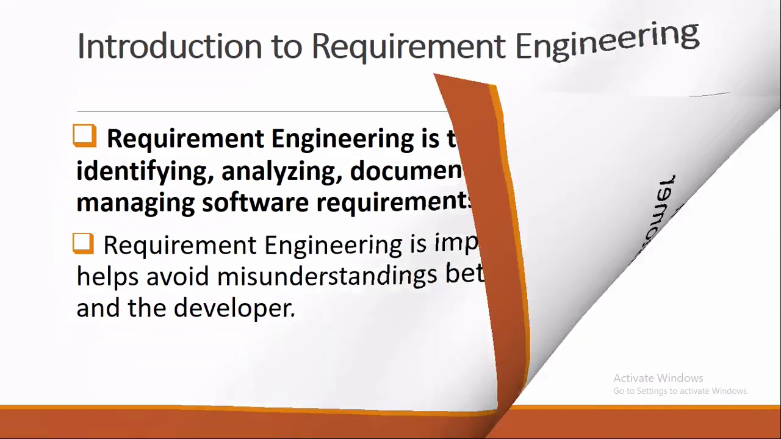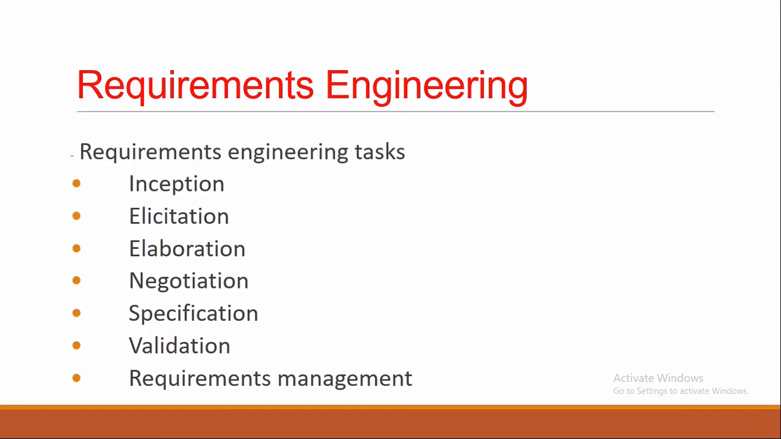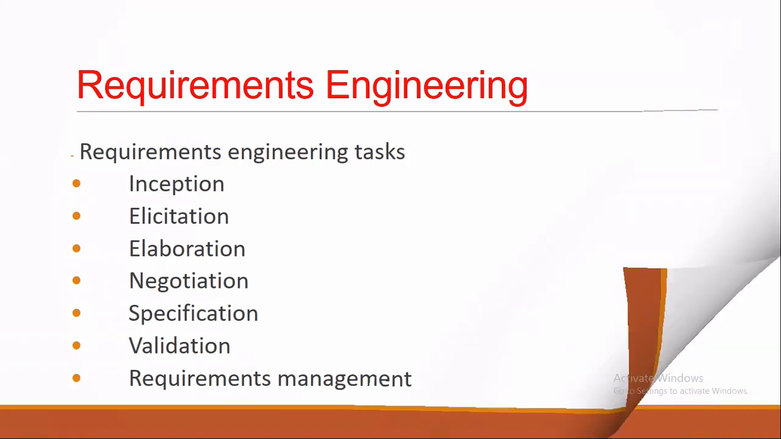Yes, so requirement engineering consists of 7 major tasks. So these are the 7 major tasks we have. First one is inception, second one is elicitation, then we have elaboration, then negotiation, specification, validation and requirement management. So these tasks are performed step by step to ensure clarity and correctness. So we'll see these tasks one by one.